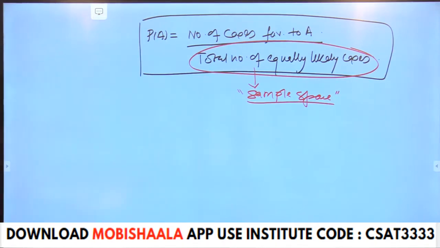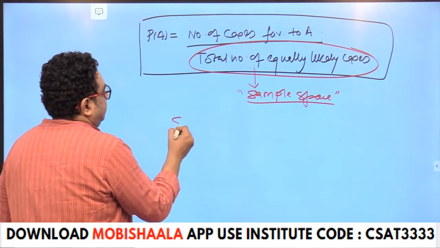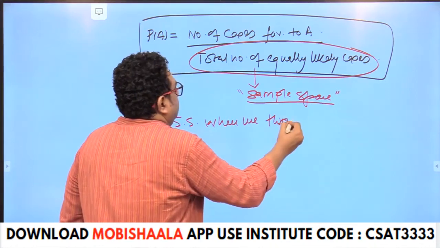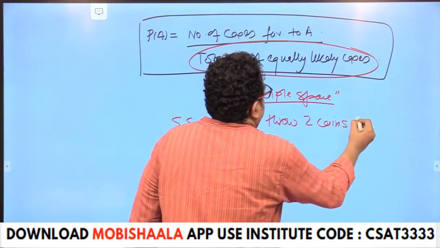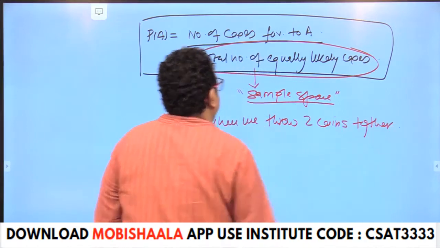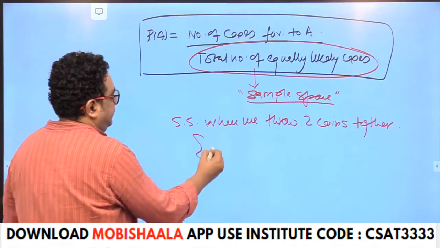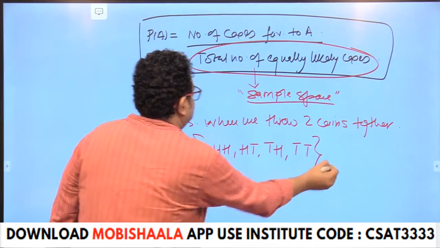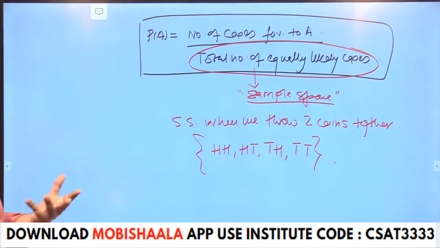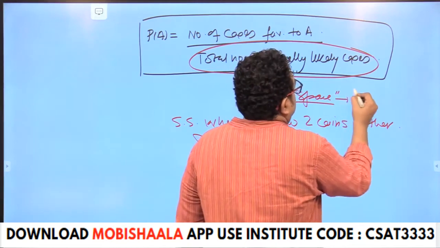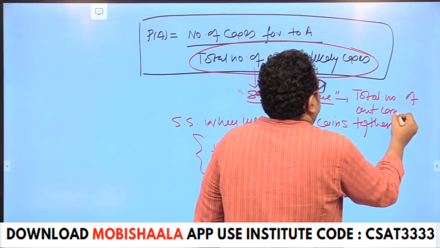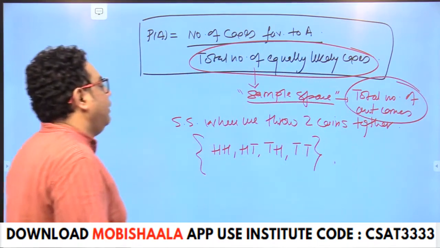So let's see. Sample space when we throw two coins together. What is the sample space when we throw two coins together? It would be head head, head tail, tail head, tail tail. Sample space is exactly the total number of outcomes. Total number of outcomes, right?